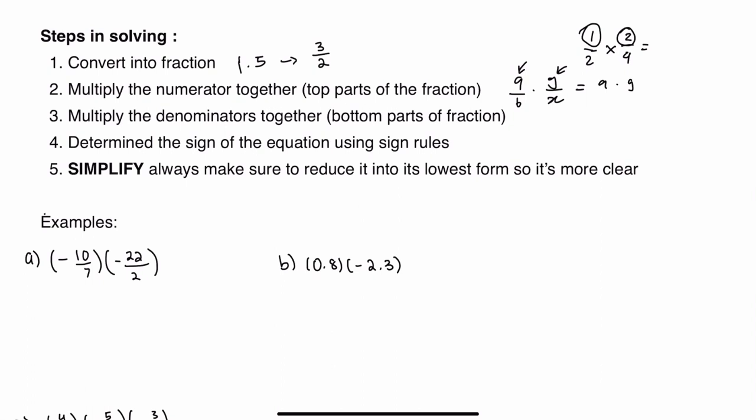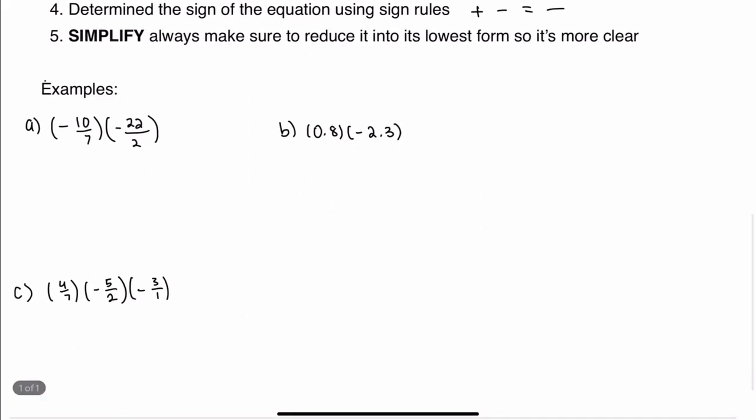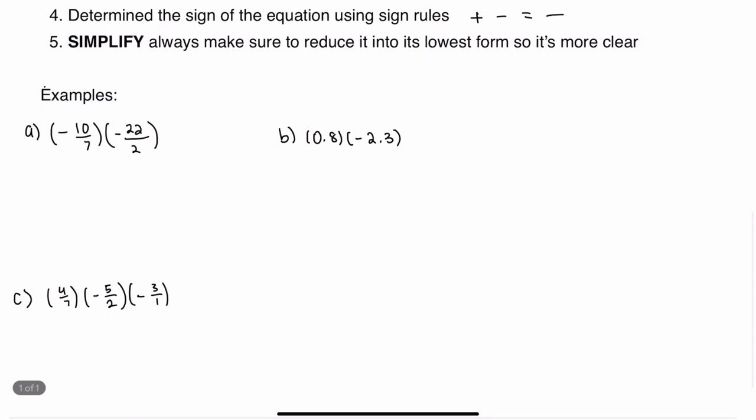Then the third step is multiply the denominators. So again, we're going to be multiplying the bottom with the bottom. Then we're going to determine the sign of the answer using the sign rule. So again, if it's positive and negative, it's going to be negative. Next is simplify, and always make sure to reduce to lowest form so it's more clear. So if you have 2 over 4, in other terms, we can also write it as 1 over 2. So it's easier. So let's start off with some examples.